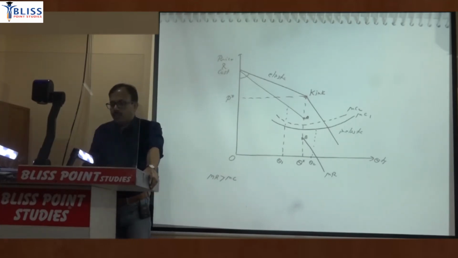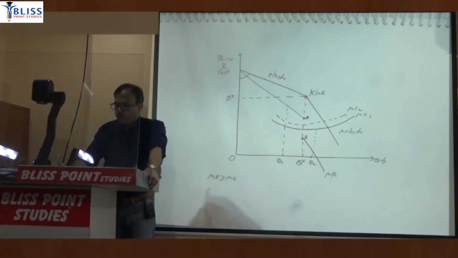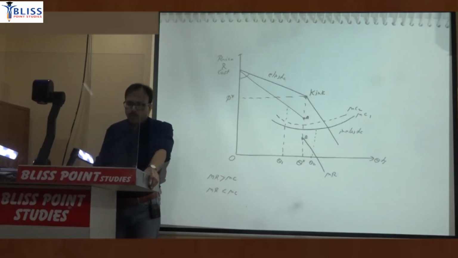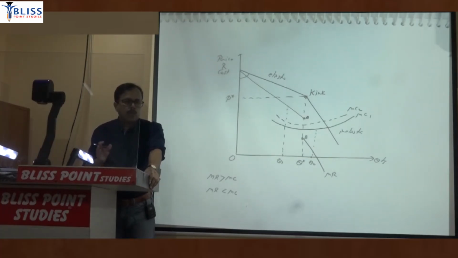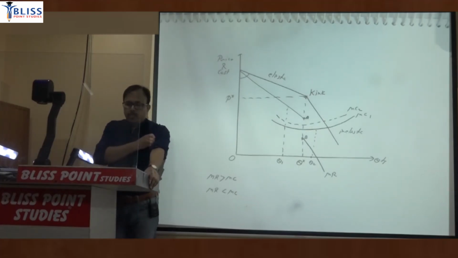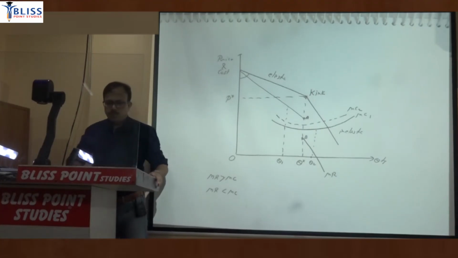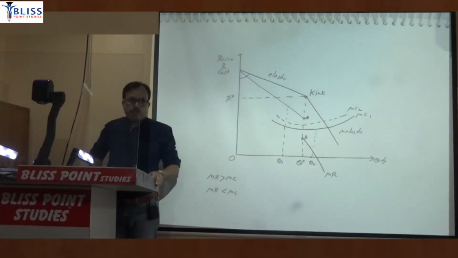And to the right of the kink, MR is less than MC. So output will continue to change, and it will be determined by the point of kink.